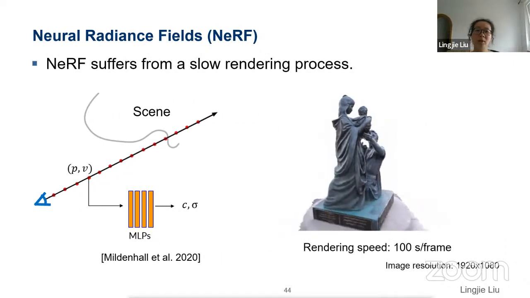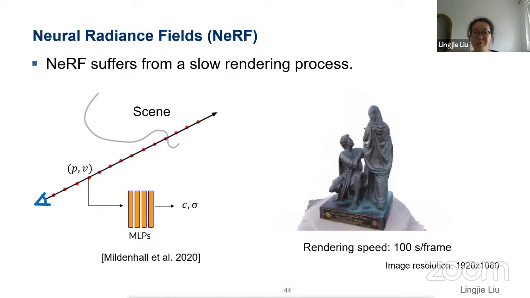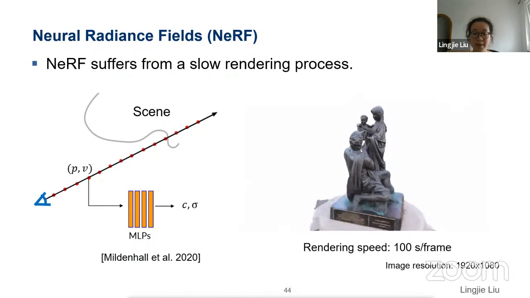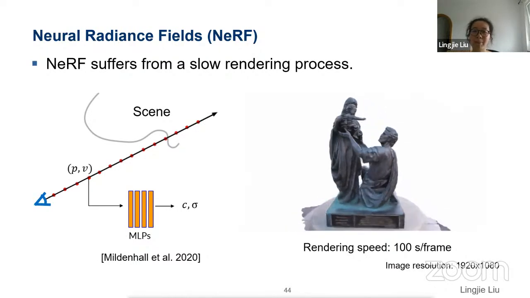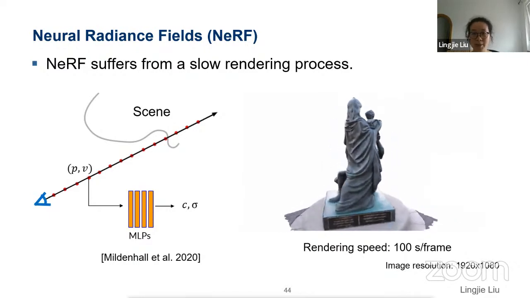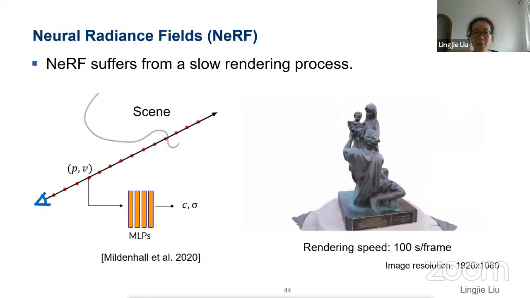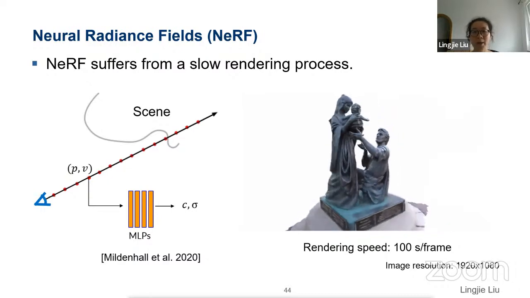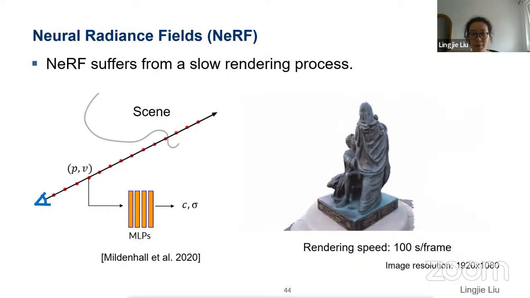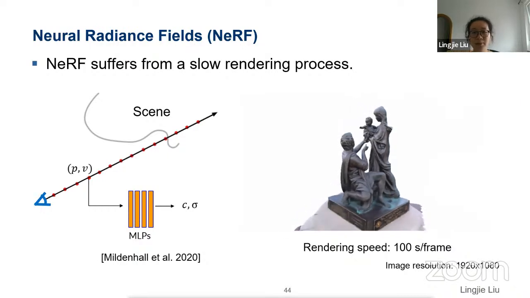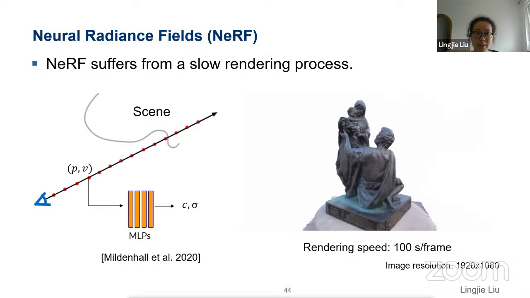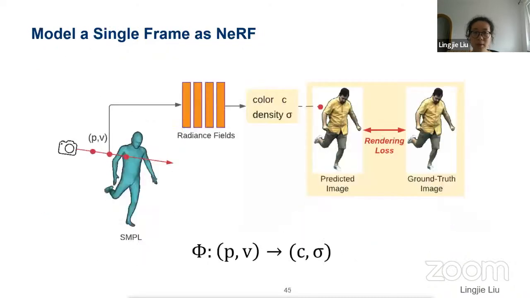One main limitation of NeRF is its slow rendering process. For example, NeRF needs 100 seconds to render an image at 2K by 1K resolution. That is because NeRF needs to evaluate a large number of sample points on each camera ray using this MLP. We will discuss how to address this issue later in this talk. NeRF can only model a static scene, so we can use NeRF to represent the scene in a single frame.